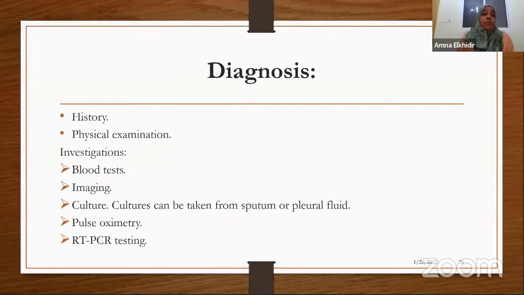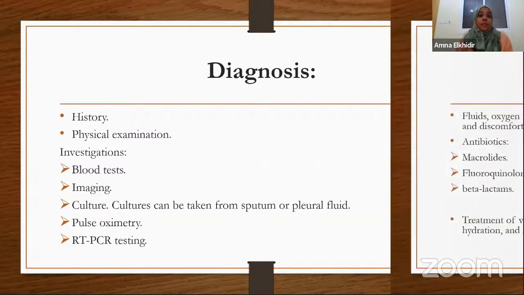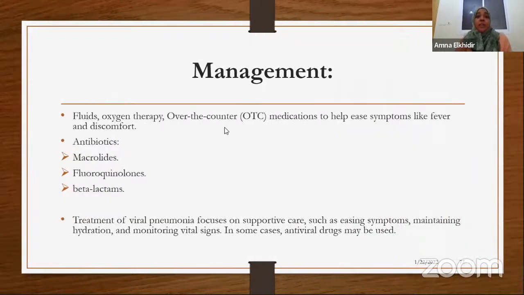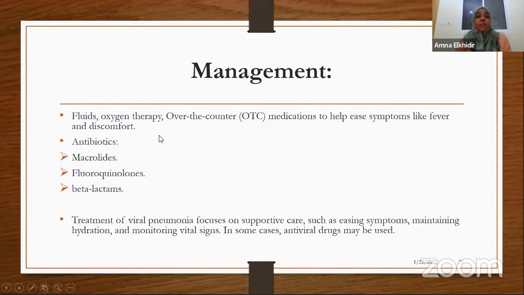Diagnosis is through history, physical examination, and investigations like blood tests, imaging, blood pressure, pulse oximetry, and we can also do PCR if we have suspicion of influenza or COVID. The management of pneumonia starts with stabilization by fluids and oxygen therapy, over-the-counter medications to reduce, for example, fever, and antibiotics: macrolide, fluoroquinolone, or beta-lactams. If the pneumonia is due to a virus, the treatment is supportive care, such as easing symptoms, maintaining hydration, and monitoring vital signs. In some cases, we may give antiviral drugs.